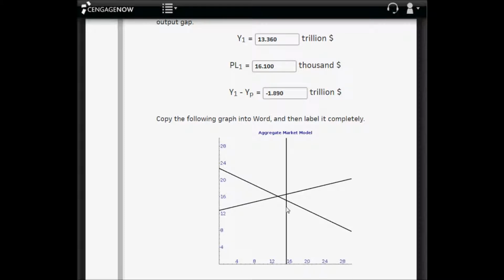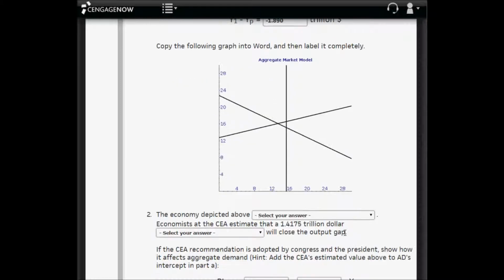If you copy this into Word, you have to label it. This right here is the short run aggregate supply curve. This is the aggregate demand curve. This is the long run aggregate supply. This is price level, or PL, in thousands of dollars. This is Y, or real GDP, in trillions of dollars. The economy above is in a recessionary gap.